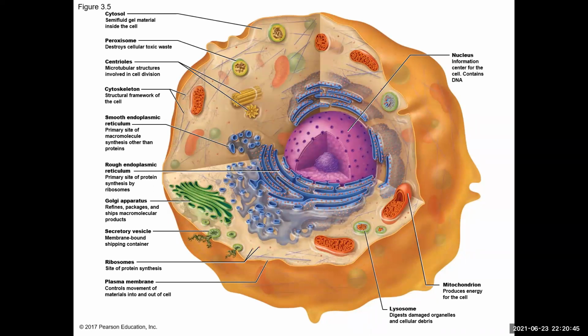So if this was a plant cell, it would have chloroplast, and it would also have a cell wall outside of the plasma membrane. And because it doesn't have chloroplast, because it doesn't have a vacuole, and because it doesn't have a cell wall, we know that this is an animal cell.